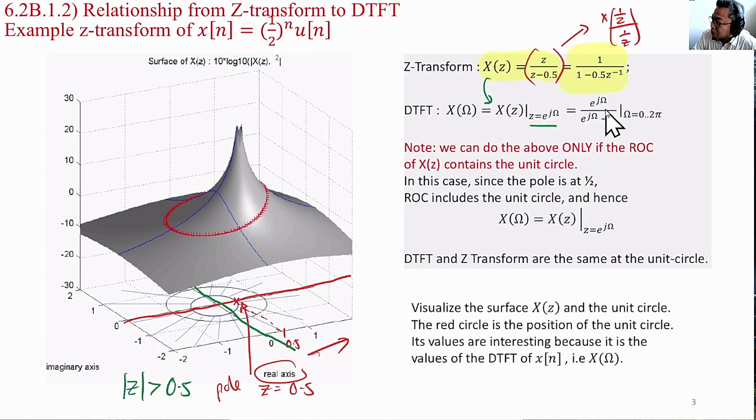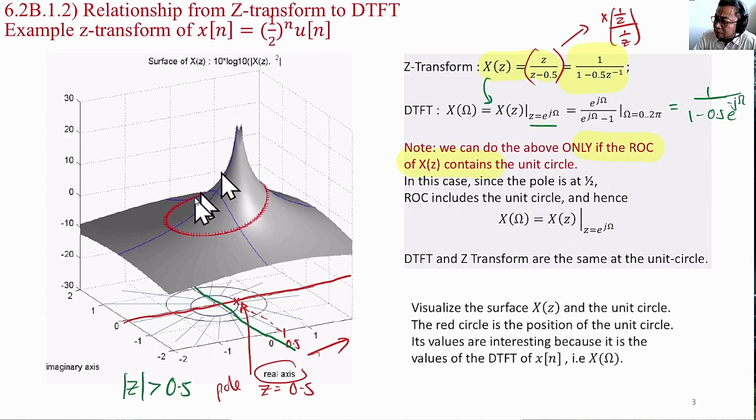Well, here I'm substituting for the positive z, but you can actually substitute for the negative z as well. 1 minus 0.5 e^(-j omega) is the same answer actually. So it depends on whether you want to use positive powers of z or negative powers of z. It doesn't matter as long as the region of convergence of X(z) includes the unit circle.